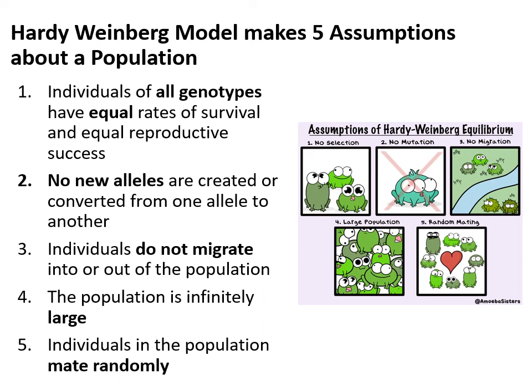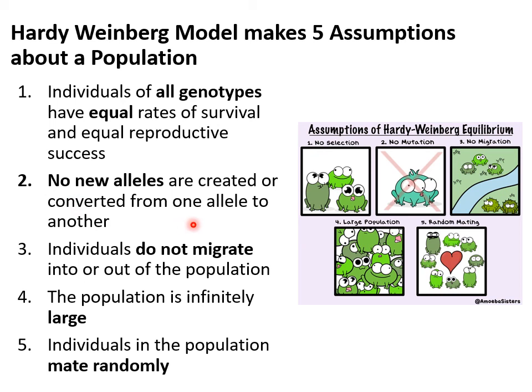Eventually you might even have some of the genotypes disappearing, having zero frequency in that population, because the favorable ones would be so overpowering mathematically, and you would end up completely out of equilibrium. The next assumption: no new alleles are created or converted from one allele to another.